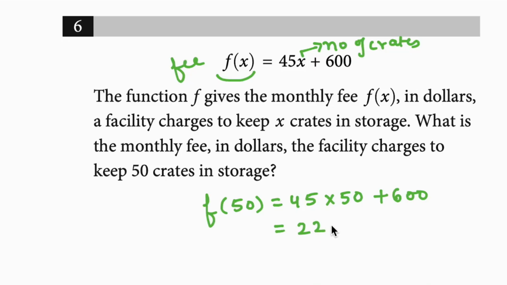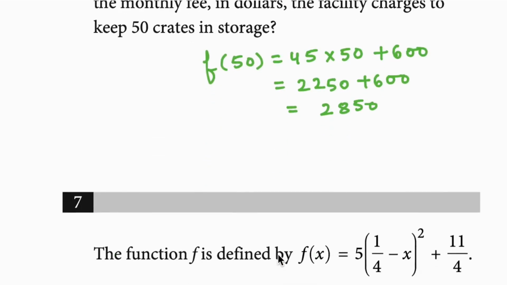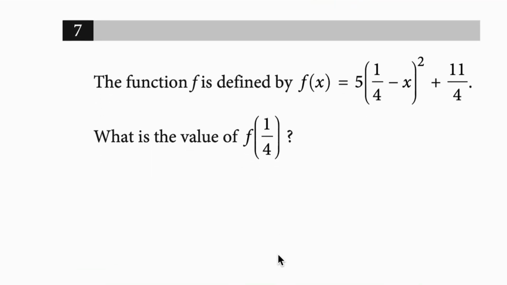This is 2250. 2250 plus 600 is 2850. So this will be the charge in dollars if 50 crates are to be kept in storage. Good. Let's come to question number 7.